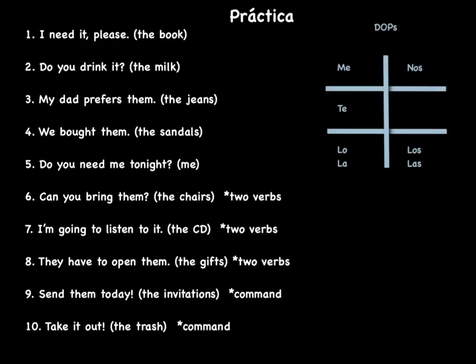Here are 10 practice problems. The direct object is going to be the thing that is in parentheses. Some of these have two verbs, and some of these are commands. Please follow your rules and see how you do with these. And afterwards, of course, we'll have the answers to these practice problems. Please try these out, all 10. They're not very long. Try them out before moving on to the next section to see how you did. And at this point, you'll want to pause the video.